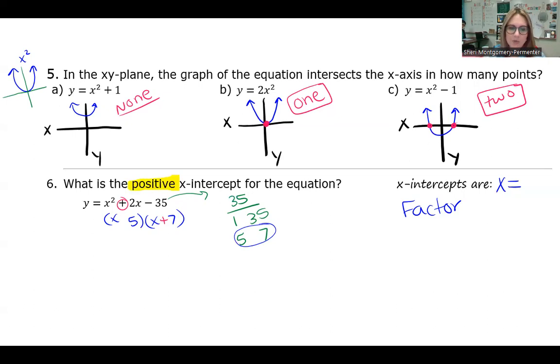If I have 7, would I add or subtract 5 to get 2? I'd have to subtract. And so if I set each one of these equal to 0, then I get x is equal to, what does this one make x equal to? Positive 5. And then what does this make x equal to? Negative 7. So which one of these is the positive x-intercept?